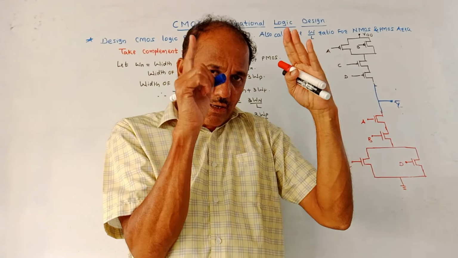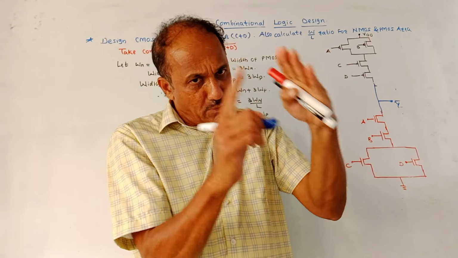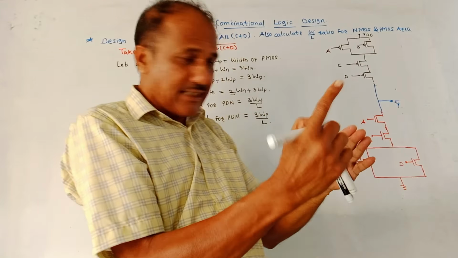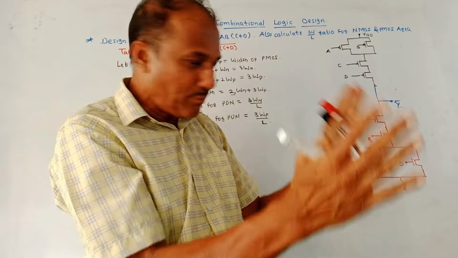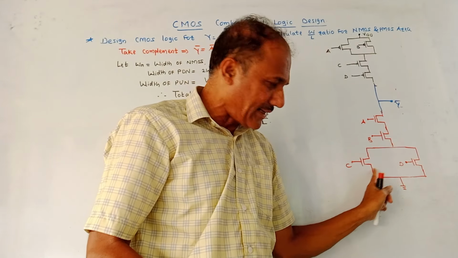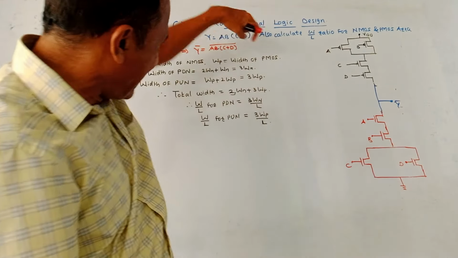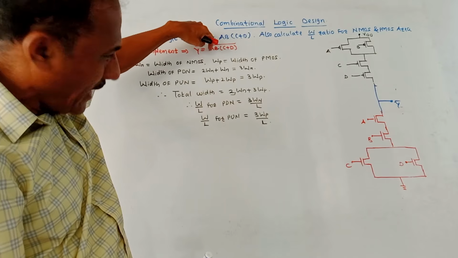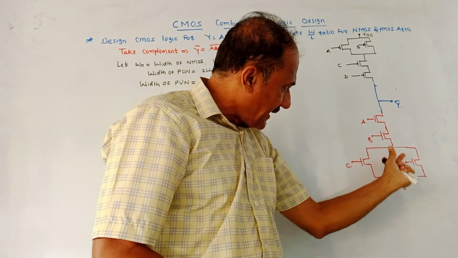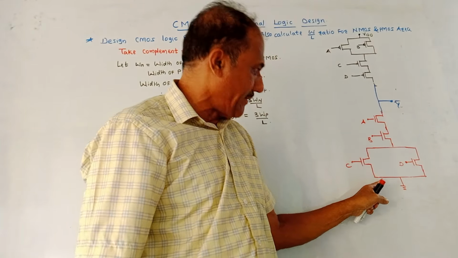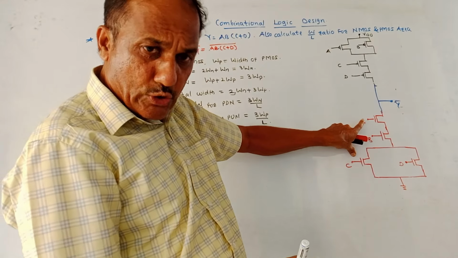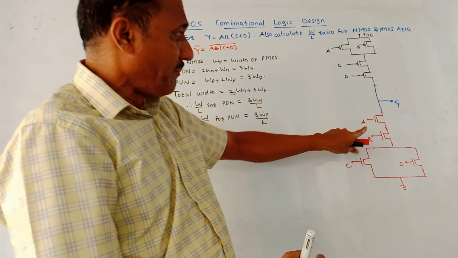So remember this: A into B, into means multiplication, indicates series connection. Series means one after the other. Then C plus D indicates parallel connection. So two N MOSFETs are connected in parallel. And this C plus D again into AB, so this is connected in series. So this is the entire diagram for PDN where I have used N MOSFET.